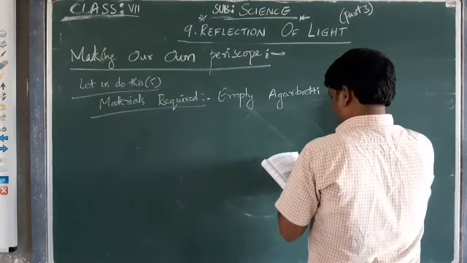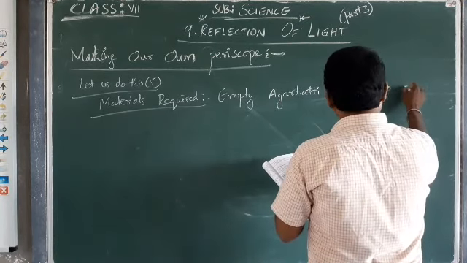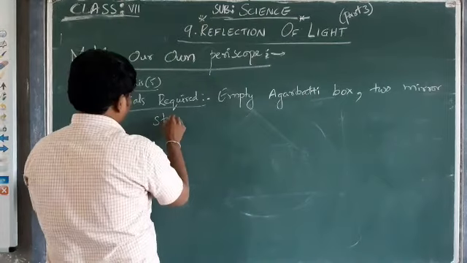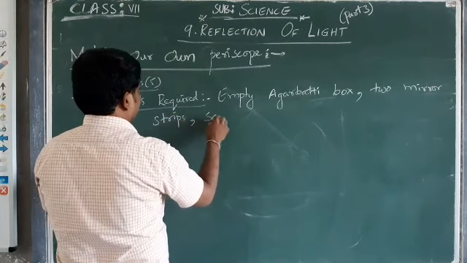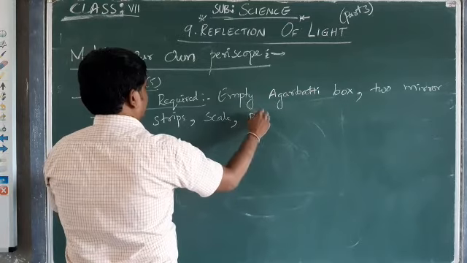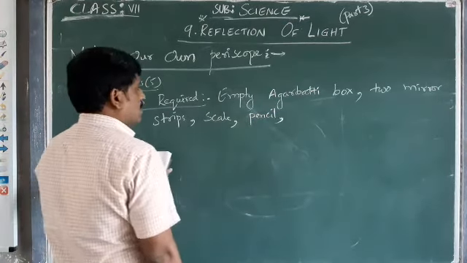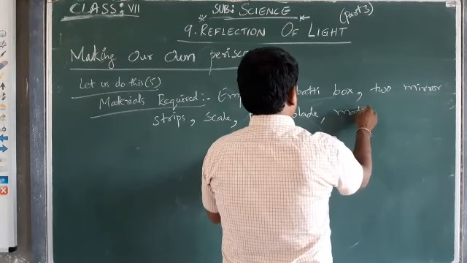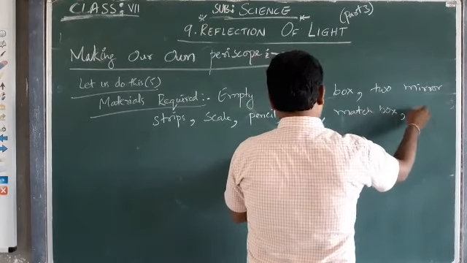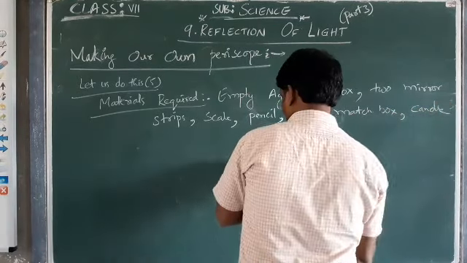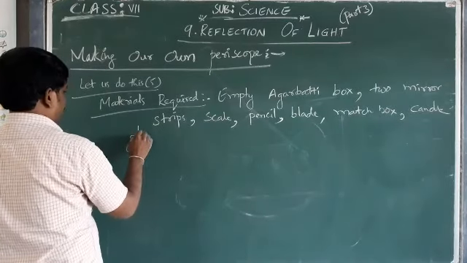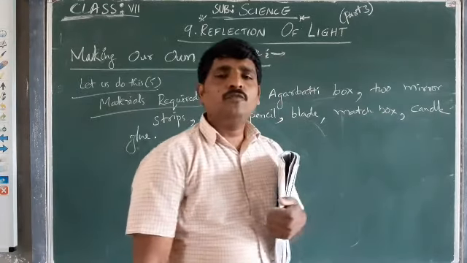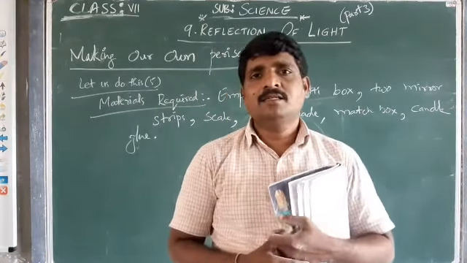agarbatti box, 2 mirror strips, scale, pencil, blade, matchbox, candle, and glue. Glue is gum. Some gum we want, this candle, and some glue we want. Okay, these are the required materials.